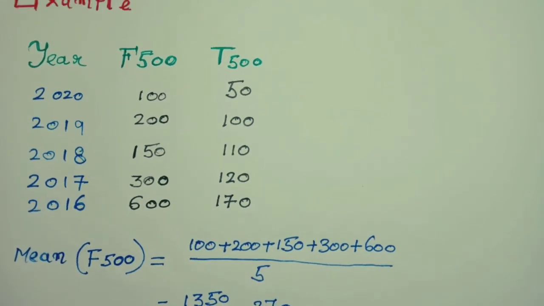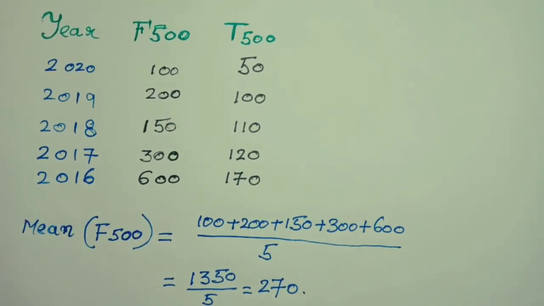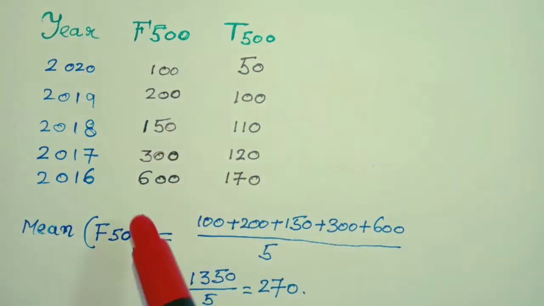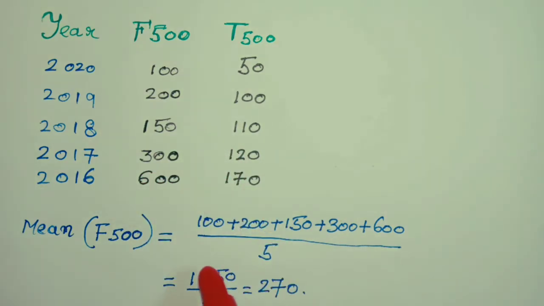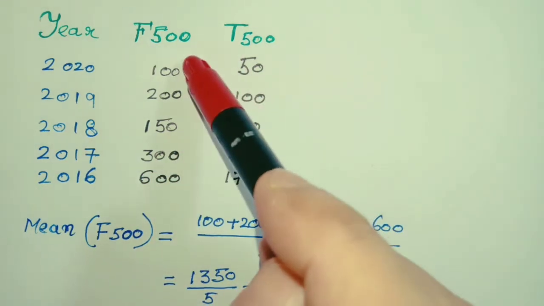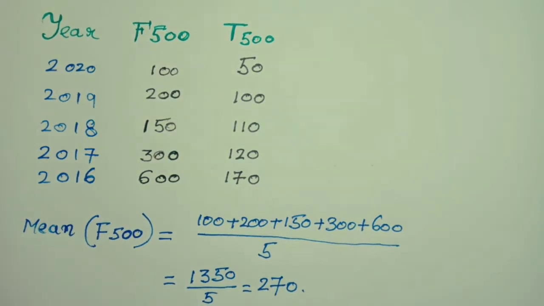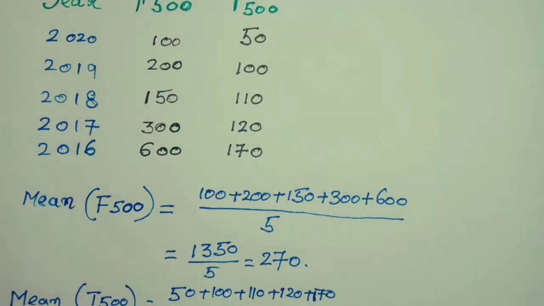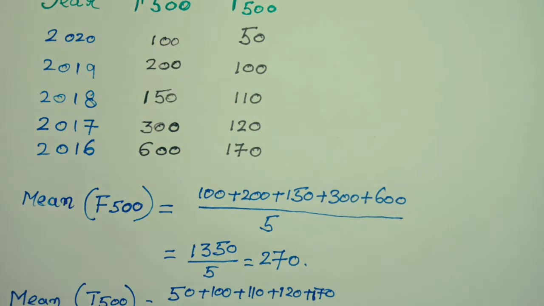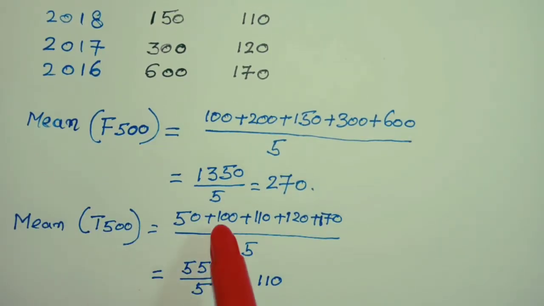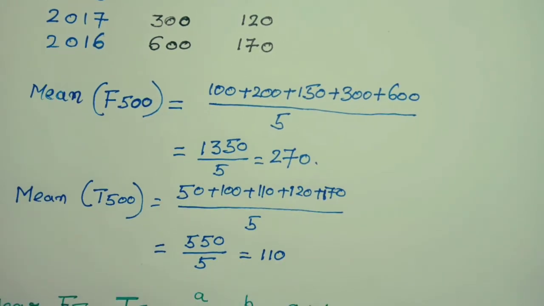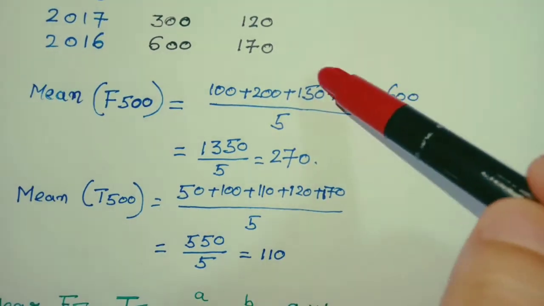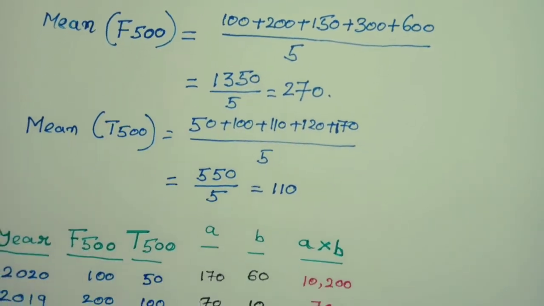So see, what I have done is that I have basically calculated a mean. First of all, the mean which we have seen in the previous formula, the mean of F500. So 300, 600, 1200, 150. So 1350 divided by number 1, 2, 3, 4, 5. So here we have got 270. This is the mean of F500. In a similar way, I have calculated the mean of T500, 50, 100, 110, 120, 170 divided by 5. It leads to 110. So these are the two means of F500 and T500.